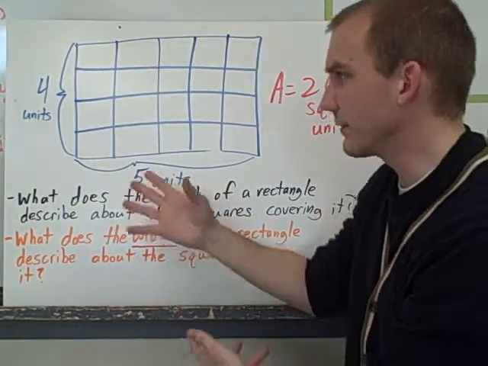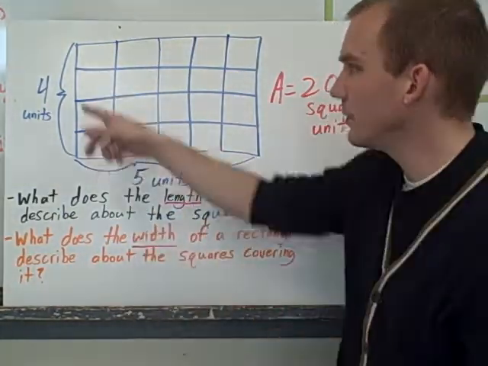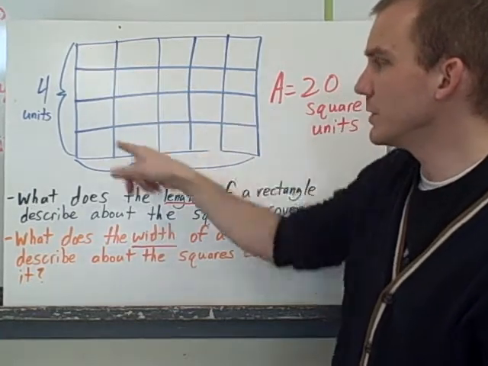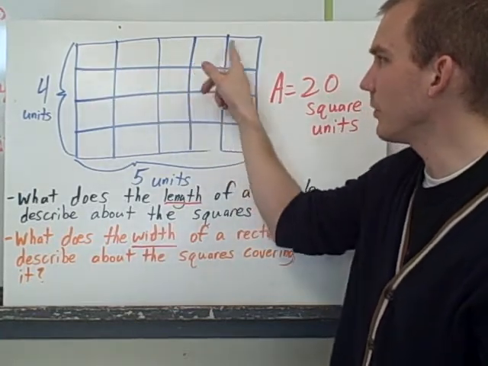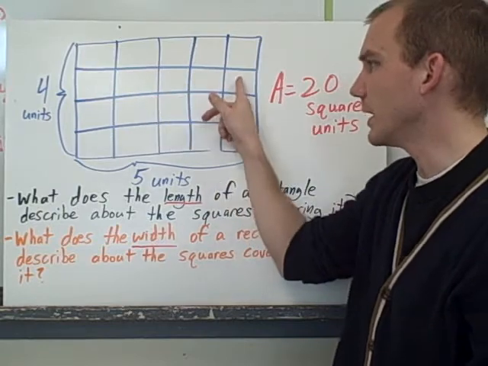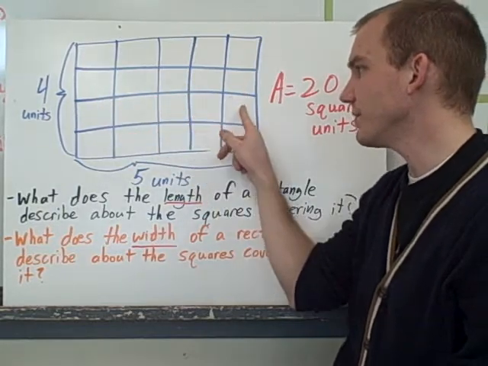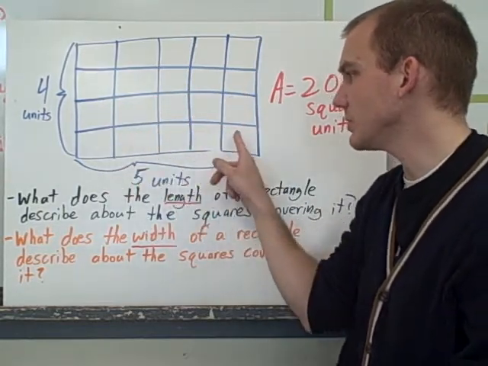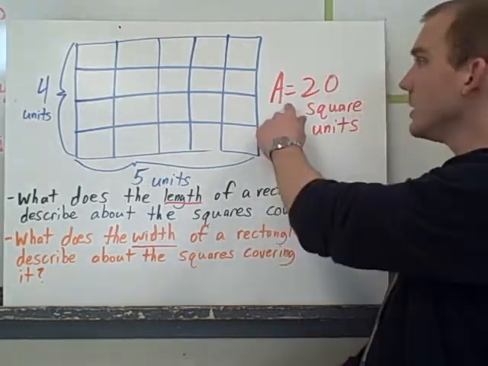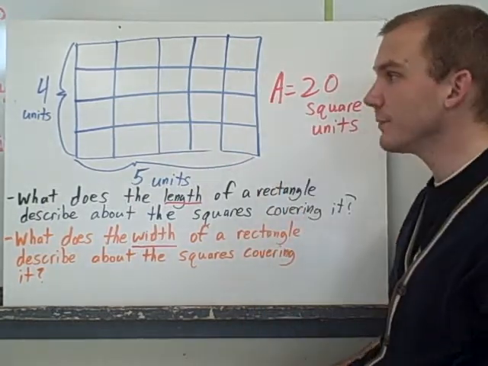Let's take a closer look at a different rectangle. In this rectangle, we have unit squares. 1, 2, 3, 4, 5, 6, 7, 8, 9, 10, 11, 12, 13, 14, 15, 16, 17, 18, 19, 20. There's 20 unit squares, so our area is 20 square units.